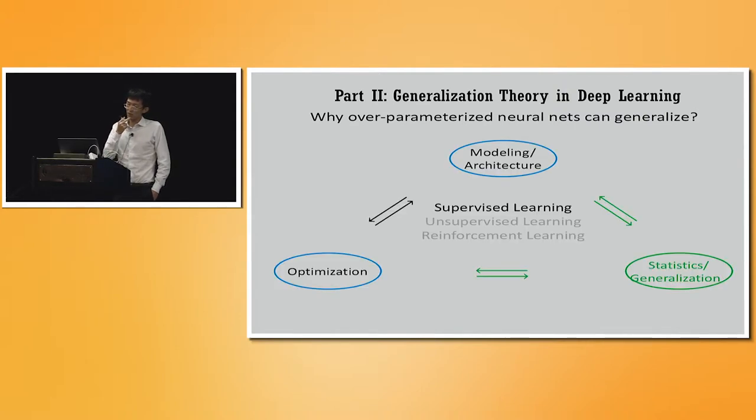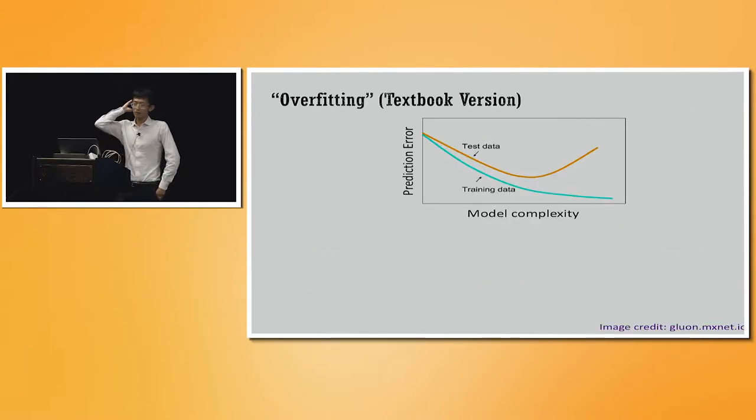I think the interesting part about this section is that generalization now actually has a rich interaction with the optimization. Often when you think about generalization power, you think it is about the model capacity, right? This is about how you choose your architecture. But actually here we found that the optimization plays an important role in generalization. So speaking of generalization theory, let's start with overfitting.